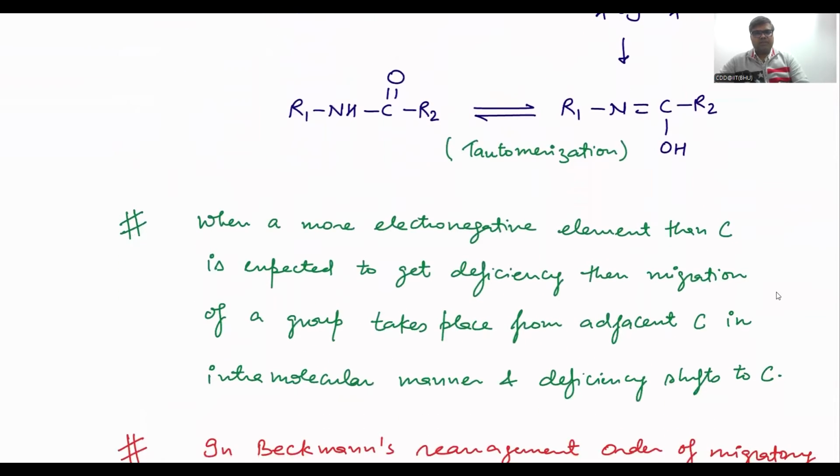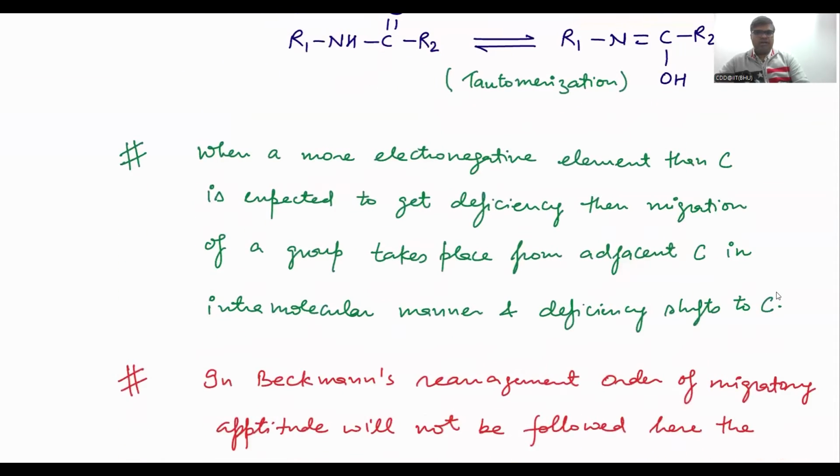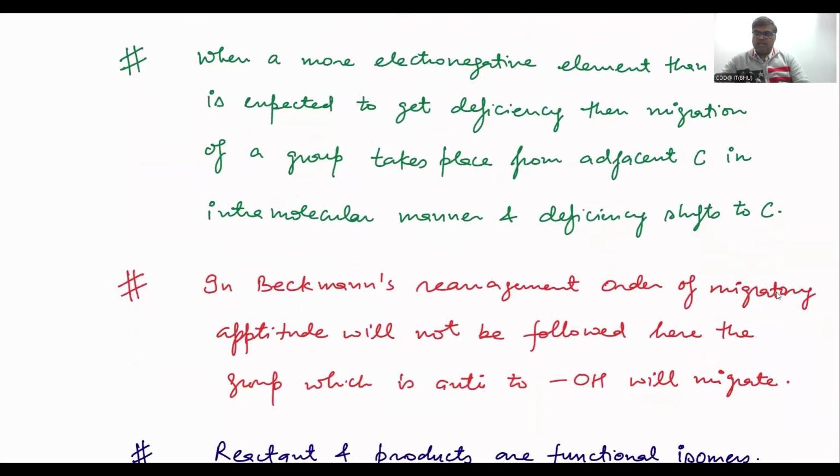Now if I sum up, I said when a more electronegative element than carbon is expected to get deficiency, then migration takes place from the adjacent carbon in an intramolecular manner. Notice it very carefully, intramolecular manner, and the deficiency shifts to carbon. This is the primary aim. In Beckmann's rearrangement, the order of migratory aptitude is not applicable. Notice it carefully, not applicable.